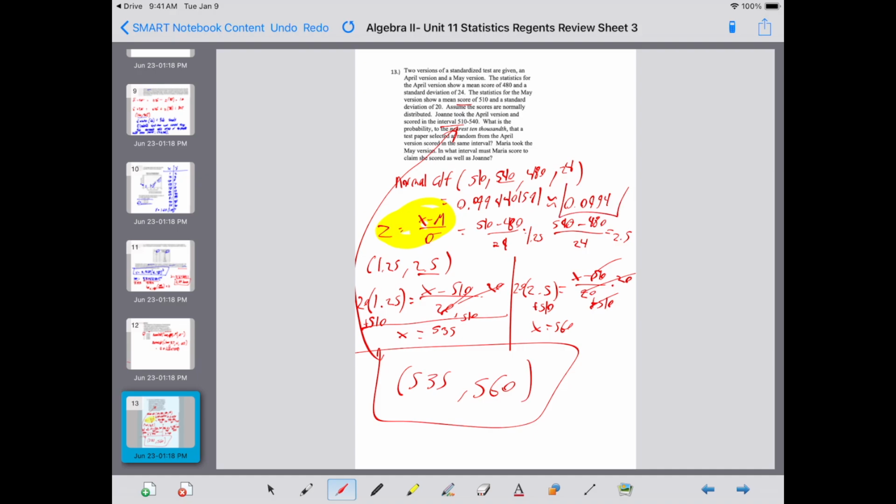Okay, so these are your two answers. It wasn't so difficult, you just have to remember to use the z-score formula, because if it's normally distributed, they might be normally distributed in different areas, right?